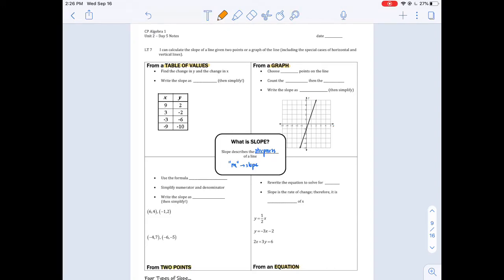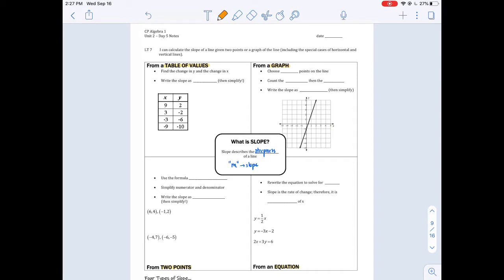Today's learning target is I can calculate the slope of the line given 2 points or a graph of the line, including the special cases of horizontal and vertical lines. So this graphic organizer should serve as a review. So remember, slope is the steepness of a line, and in the math language we use the lowercase m to denote slope. So we're going to review how to calculate slope given 4 different types of information.